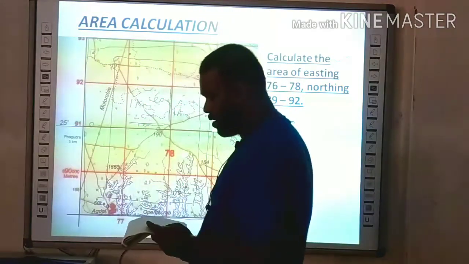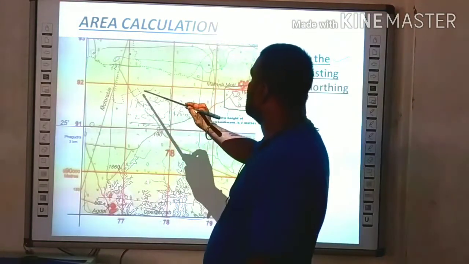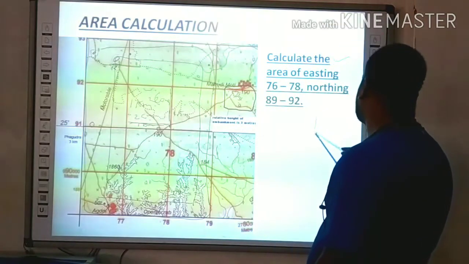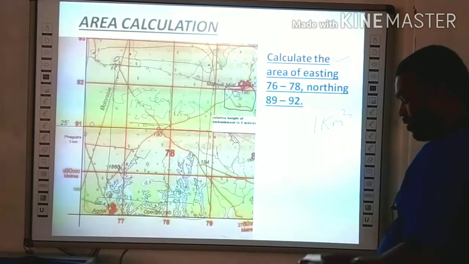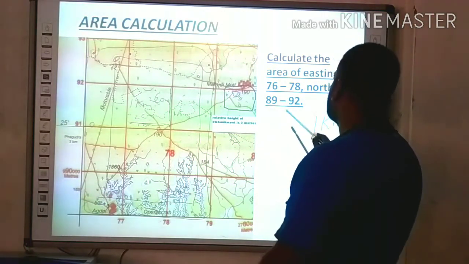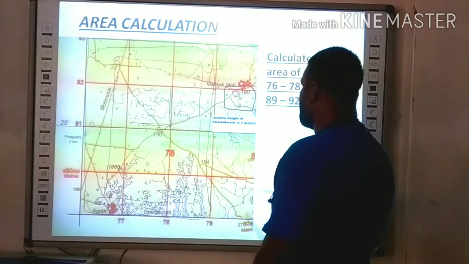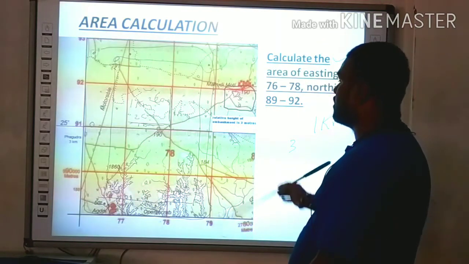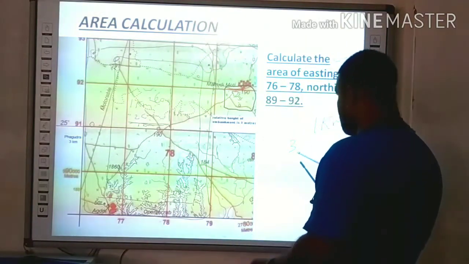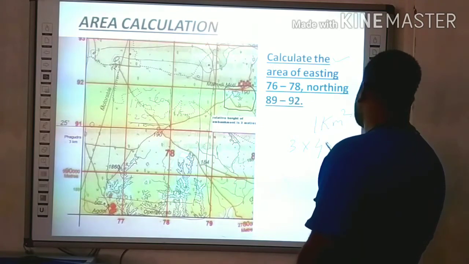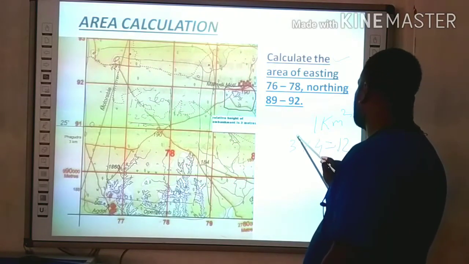Now how will you find out the area? In the eastings, a single box is how much? A single grid is 1 kilometer square. Therefore there are 3 boxes in the eastings, into how many boxes are there in the northings? There are 1, 2, 3, 4. So 3 into 4, it will be 12.